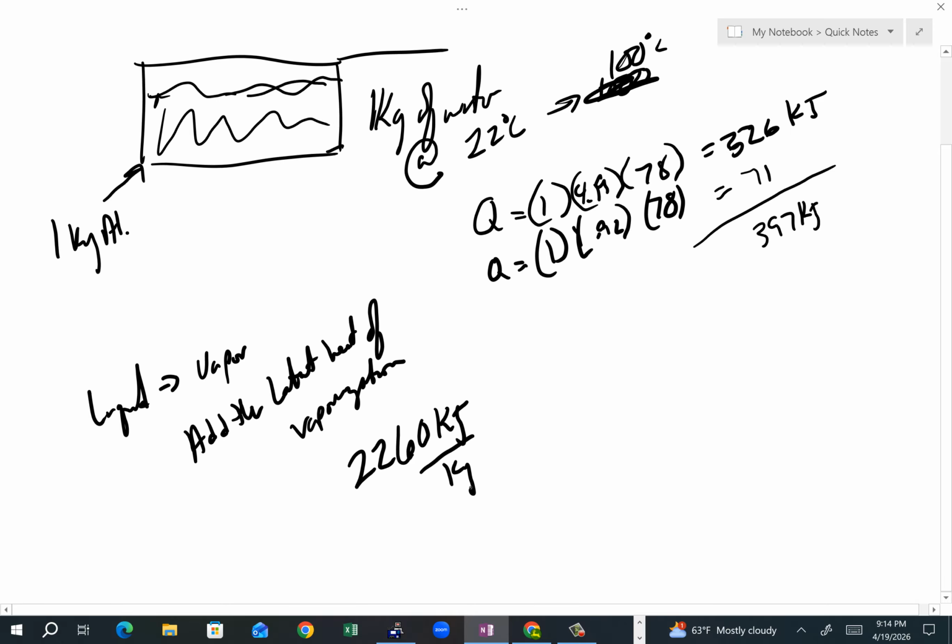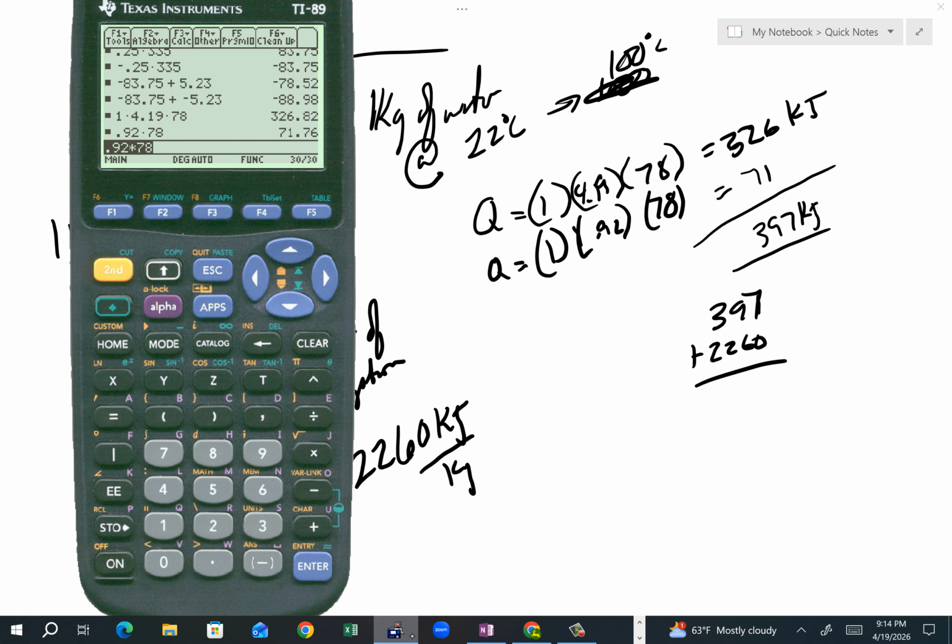So to boil all of this water off, I need to get to this 397, plus I have a whole kilogram of water I need to boil off. I need to add that much more energy. So 397 plus 2260, 2,657 kilojoules.